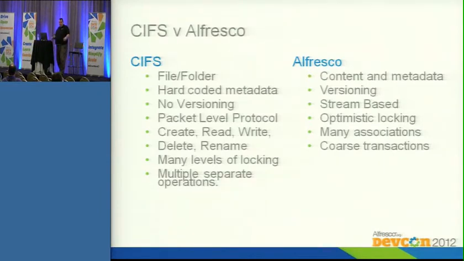So it's just a bit of a comparison between CIFS and Alfresco. CIFS is a file folder protocol, so it only knows about file and folder. And Windows has a tiny little bit of metadata. For example, you can put a title on documents. And in later versions of Windows, there's probably about four or five fields that you can store on your files and folders. Of course, Alfresco has very rich content and metadata, so there's an issue there. The metadata in Windows tends to be hard-coded, so those few fields that you can set, like title and name, that's all you can do. Files in CIFS aren't versioned, whereas files in Alfresco are versioned, so you can go back and look at history.